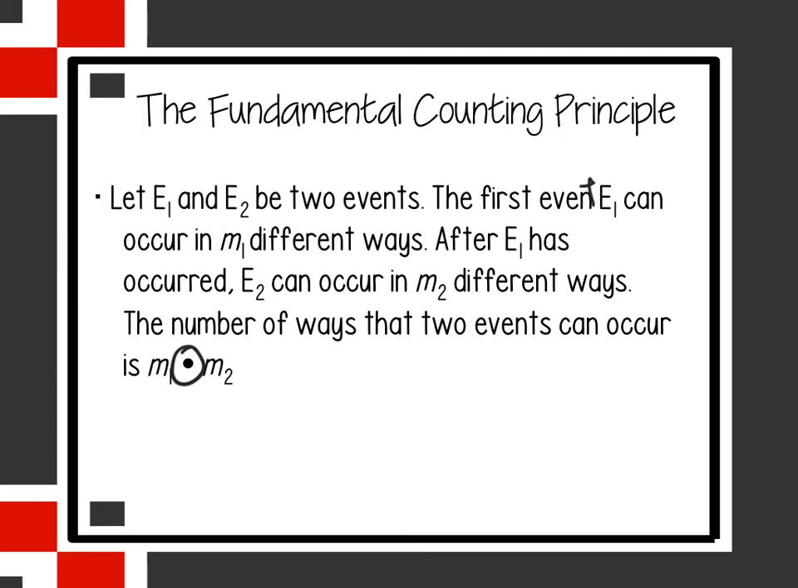So I roll a die and I roll an even number, and I want to know how many options there are. Then I roll a die and get a number divisible by 4. Now it's a second event, and if I want to know the possibilities of getting both of those, then I would multiply them together.